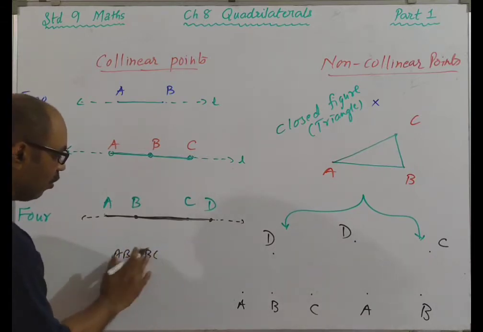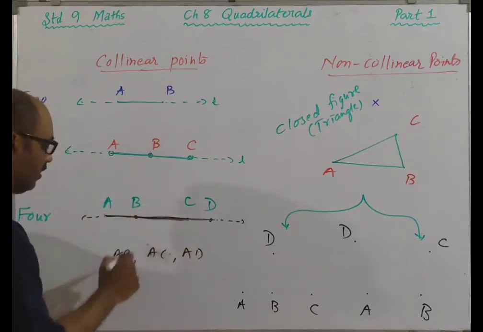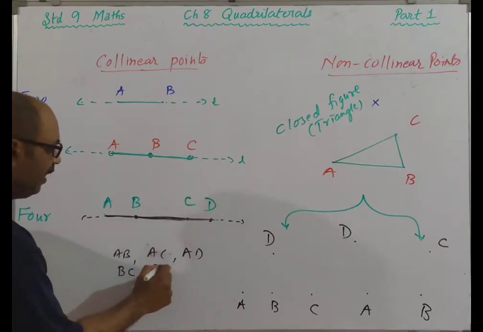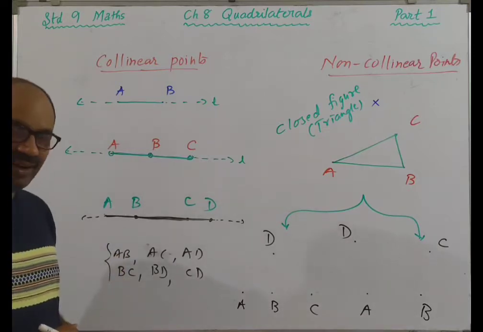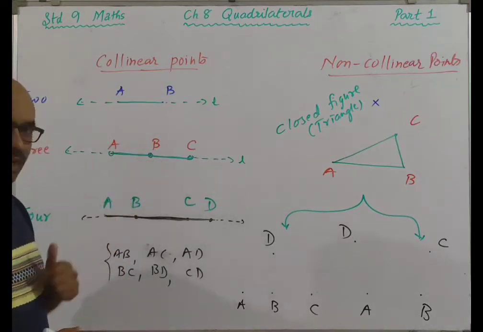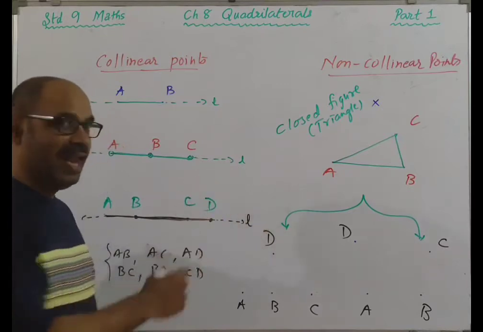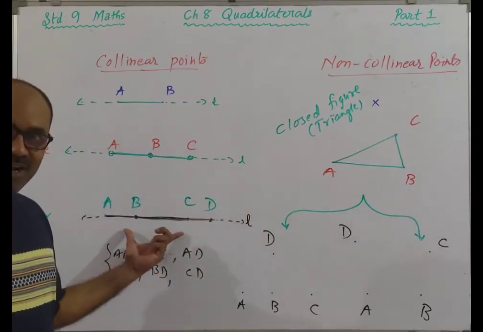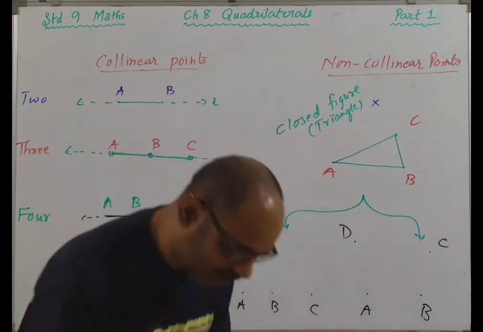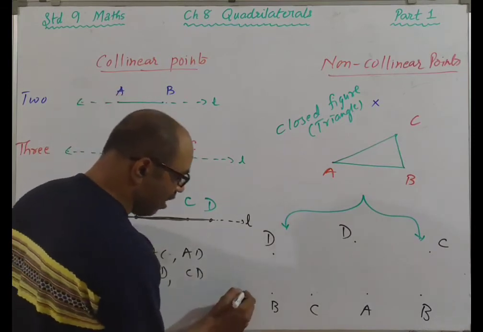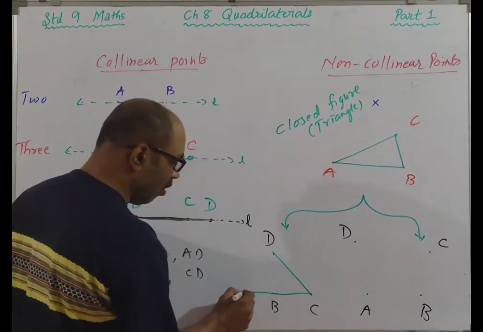AB, BC. Okay. AB, then AC, then AD. Then start with B. BC, BD. Correct? And CD. So these are 6 line segments you get. Alright? Here you get 1, 2 and 3. Fine. But all these 6 line segments are contained by the same line L. Because these points are collinear.